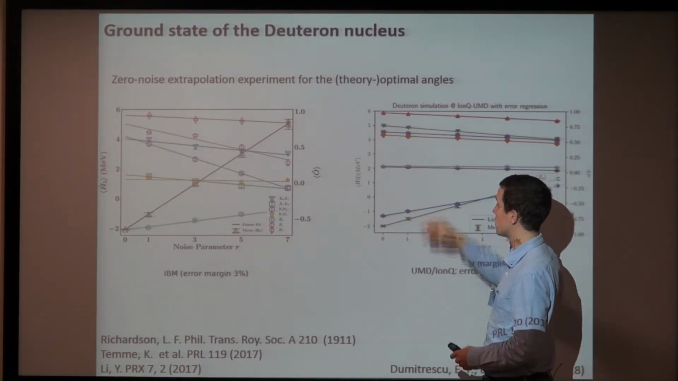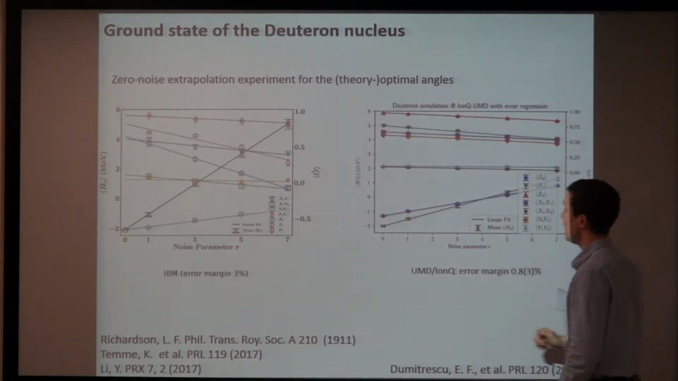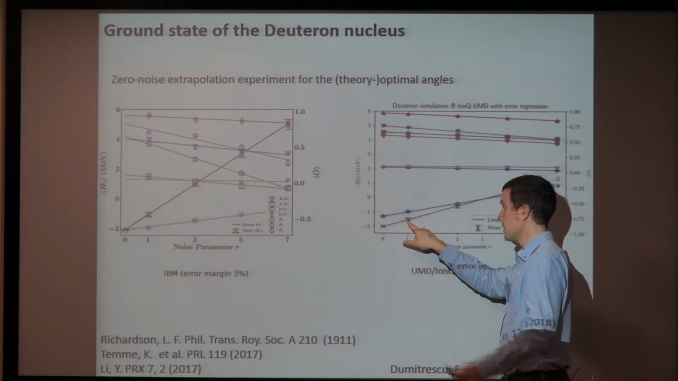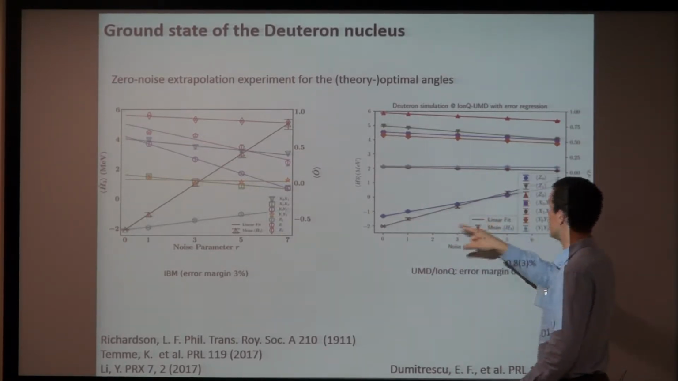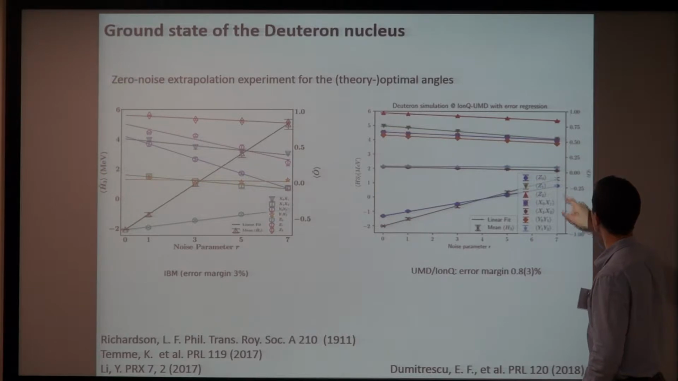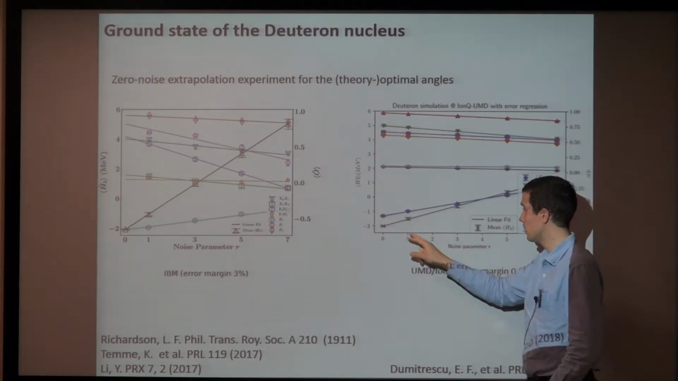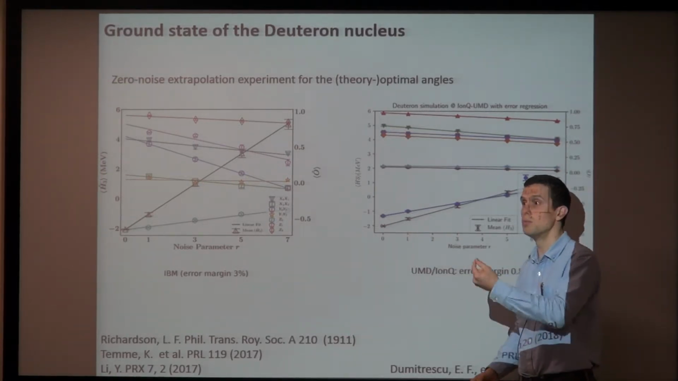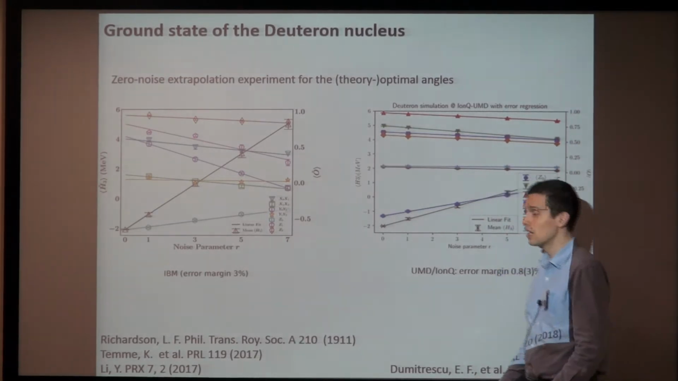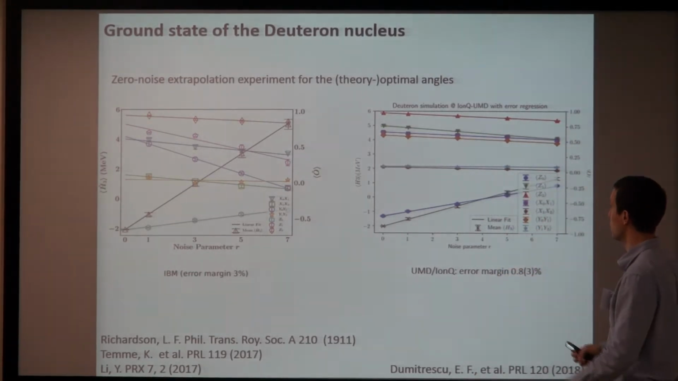These other colors are just the different terms in the Hamiltonian. And you can see this is if we run each gate once, if we run it 3 times, 5 times, and 7 times. This is, of course, odd numbers because we always add 2 more gates, right? 1 gate forward and 1 backwards, so that the circuit is effectively the same, but the noise goes up.